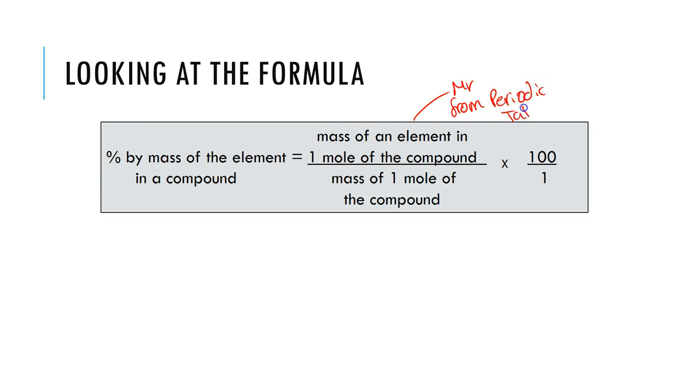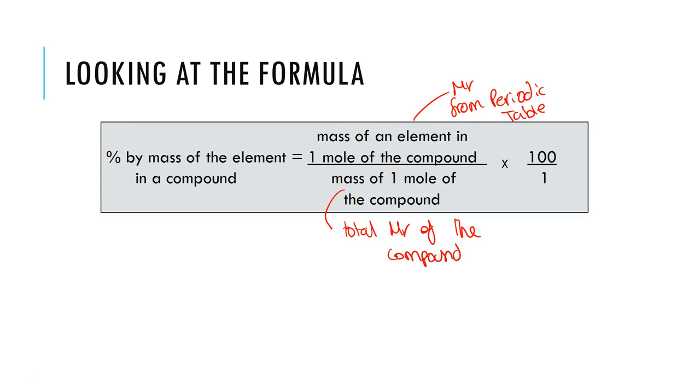Okay, so if I wanted to know how much magnesium, then it would be 24.31, divided by the mass of 1 mole of the total compound. So this is the total molar mass of the compound that we're looking at.